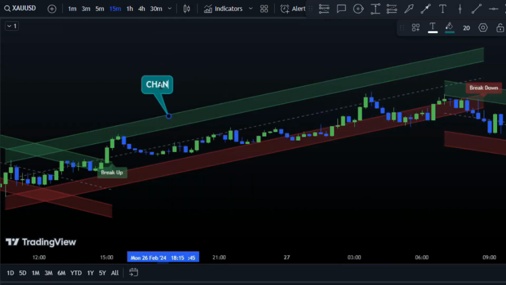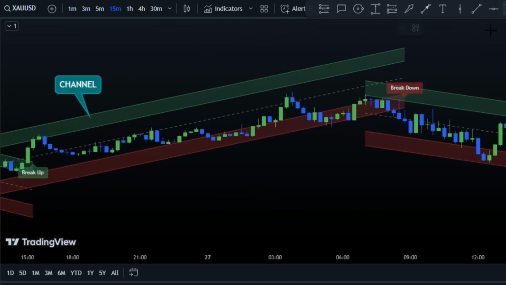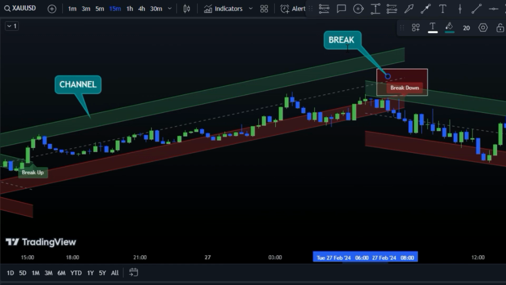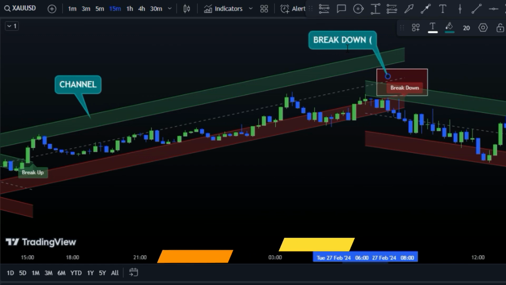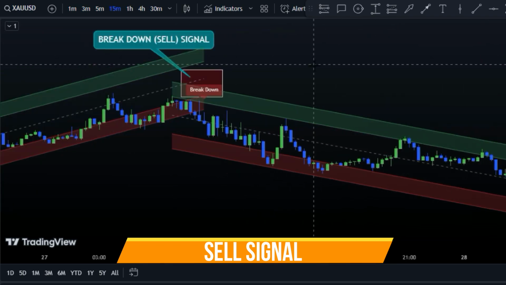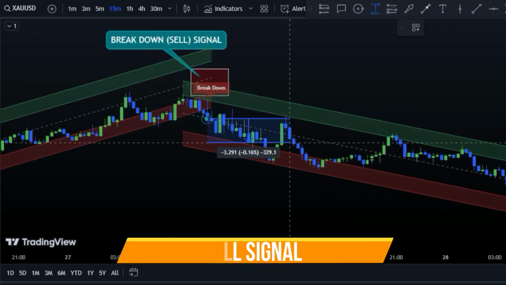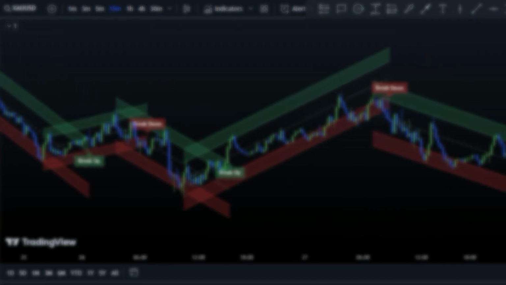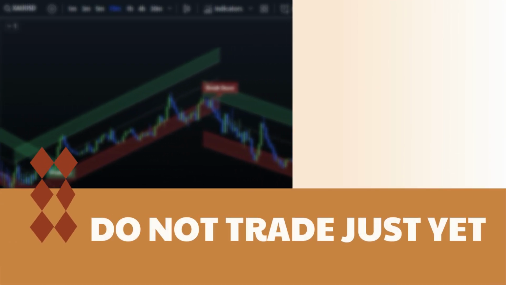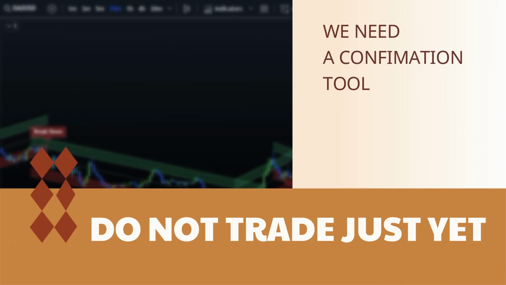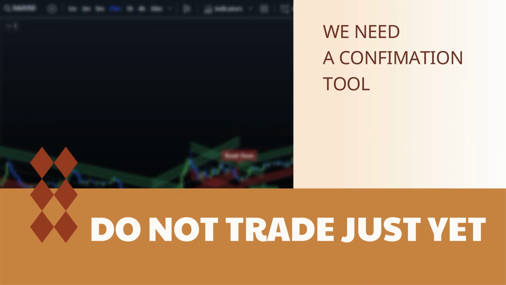And on the other hand, if the price drops below the channel, you'll see a breakdown signal hinting that it could be a smart move to sell. All in all, this indicator makes it super easy to keep an eye on price movements and make informed trading decisions. So here's the thing, we won't just rely on the Channels with Patterns indicator alone. To make smarter trades, we need a confirmation indicator and some important rules to know when and where to trade and how to manage risk.